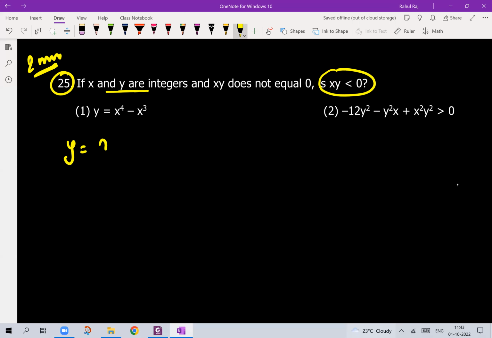Now option number 1 says y is equal to x cube into x minus 1. I can't take x is equal to 1. Why? Because y will become 0. Simple logic. And they have already said that xy is not equal to 0. So please respect the information.